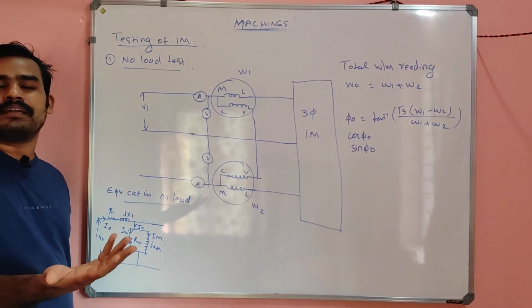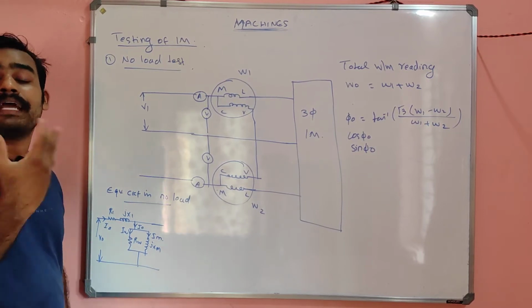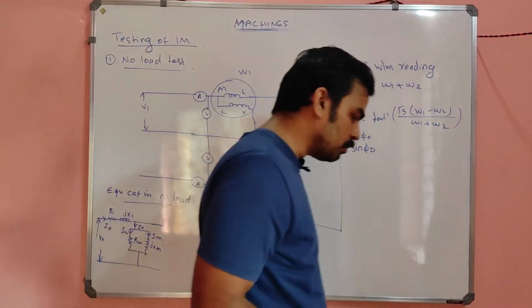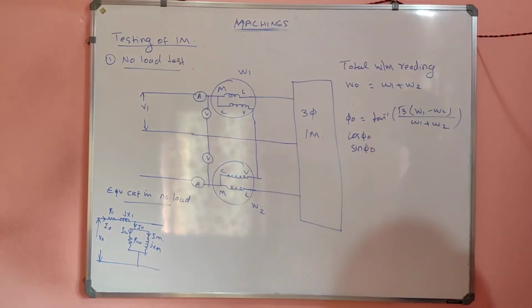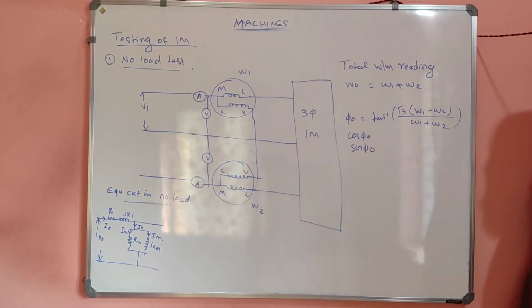The stator is equivalent to the primary winding of the transformer. So this is just the primary winding, and this is just the primary winding equivalent circuit.